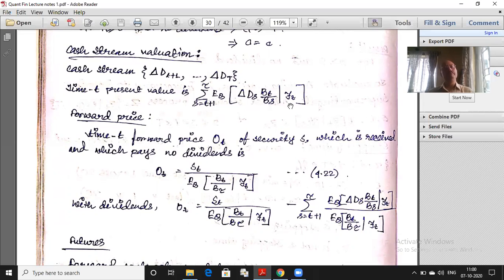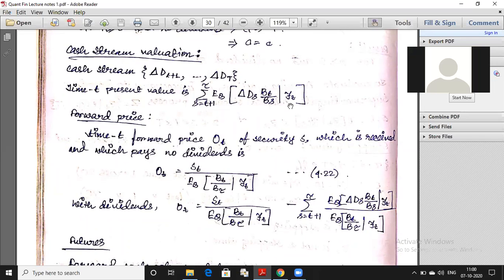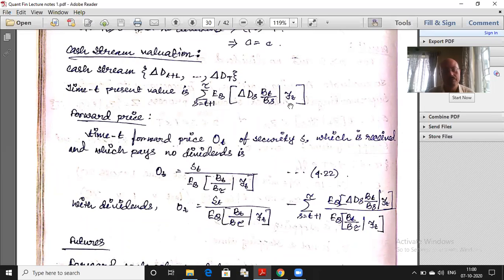So what am I doing? I am thinking of a time s payment. That time s payment, suppose it is 1 rupee. How much is its value to me now at time t? Because if I get 1 rupee tomorrow, that is not the same as getting 1 rupee today. 1 rupee tomorrow is actually same as 1 by 1 plus r rupees today. Because if I get that much, I can put it in the bank. Tomorrow I will get 1 rupee. So that is why this discounting has to be done to bring everything to a time t valuation.